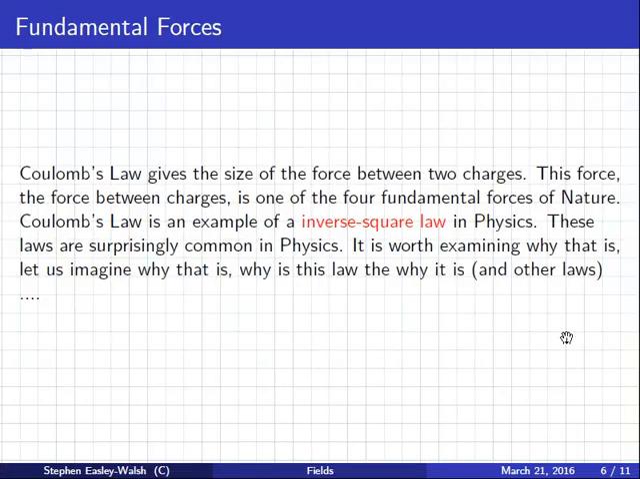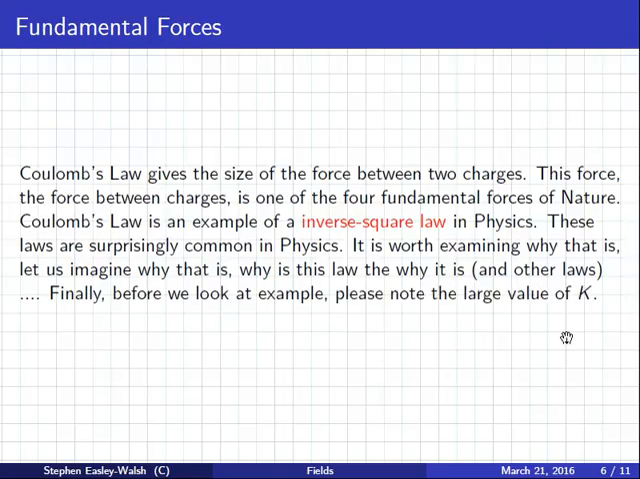Let's go back. And finally, before we look at an example, I want you to notice how big the value of k is. It's very big, isn't it? 8.99 times 10 to the 9. It's very big. So this is a very strong force.